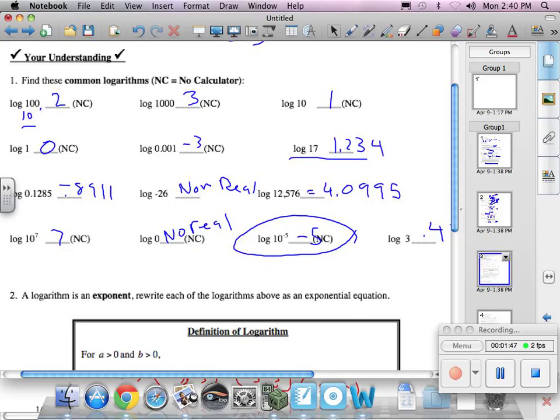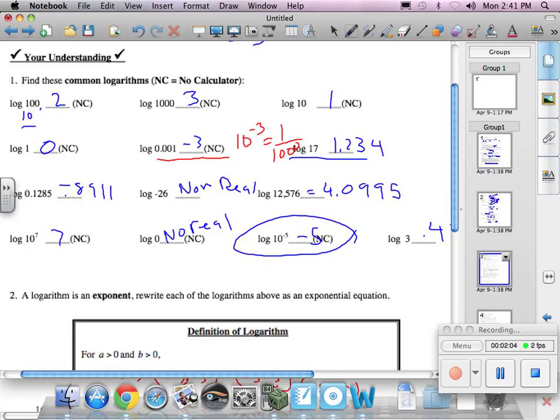reminding us of our negative exponents, right? Negative exponents flip things over, so this is equivalent. So if this was 10 to the negative third, that equals 1 over 10 to the third, right? The reciprocal power, which would be that.